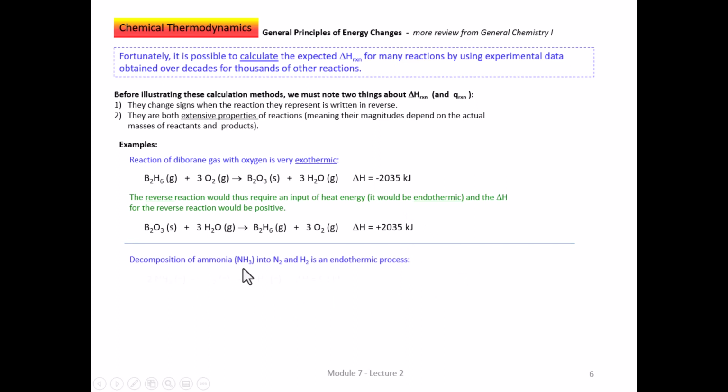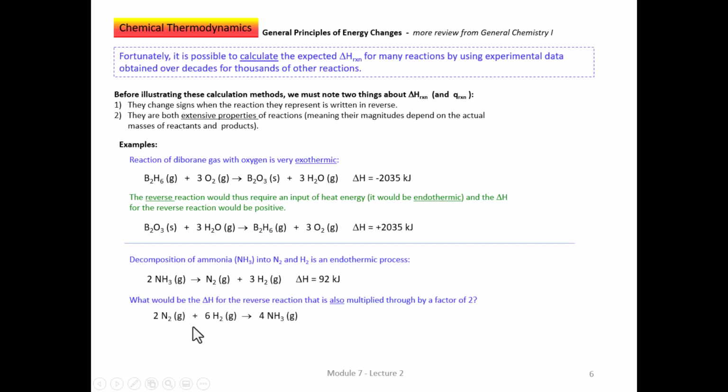The decomposition of ammonia into nitrogen and hydrogen is actually an endothermic process. deltaH for this reaction, written left to right, is positive 92 kilojoules. Well, what would be the deltaH for the reverse reaction that's also multiplied through by a factor of 2? So what I've done here is I've reversed the reaction, but I've also multiplied everything through by 2. So we have 2 nitrogen molecules, 6 hydrogen molecules, 4 molecules of ammonia. The deltaH here is minus 184 kilojoules.